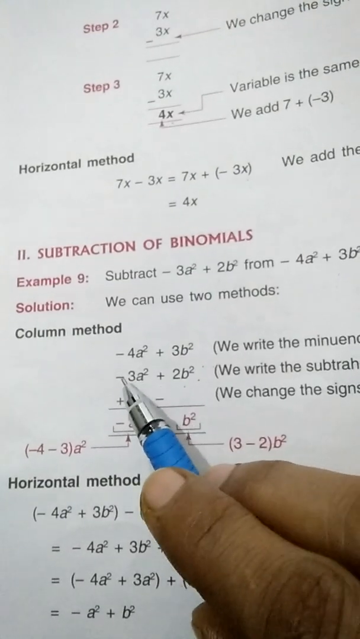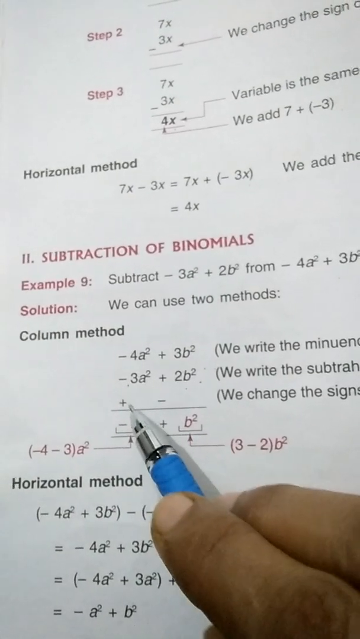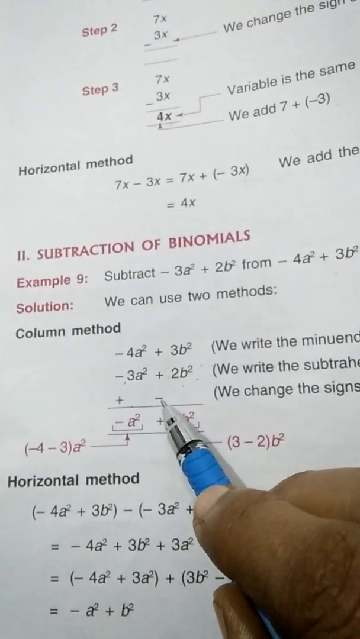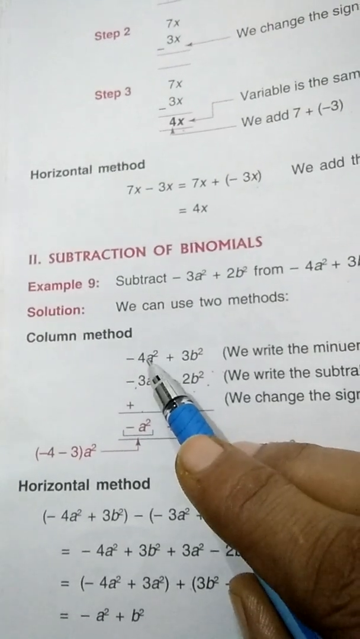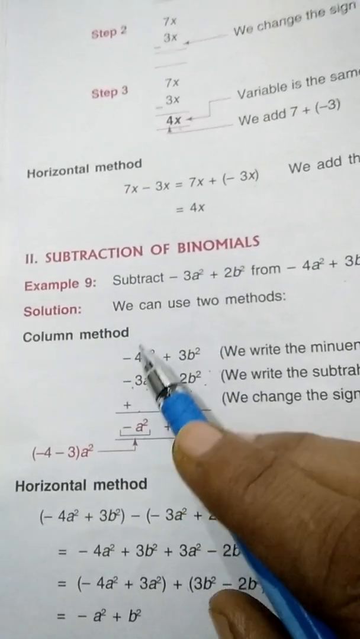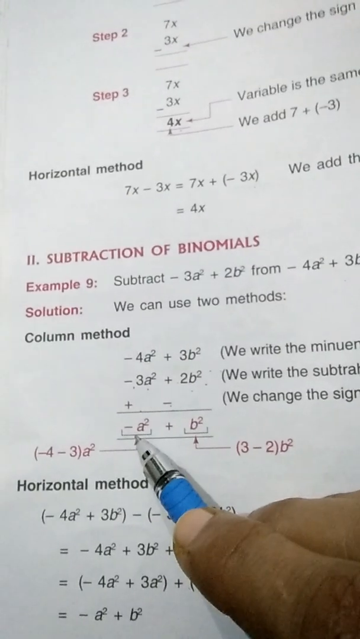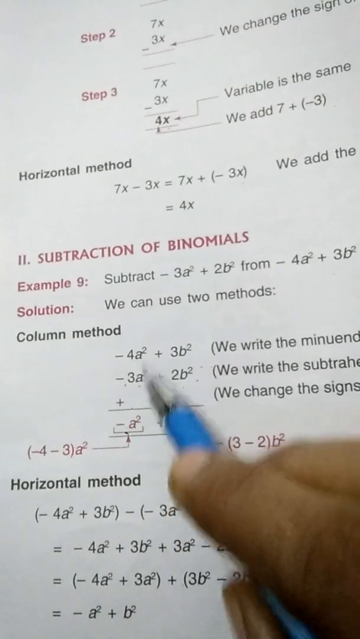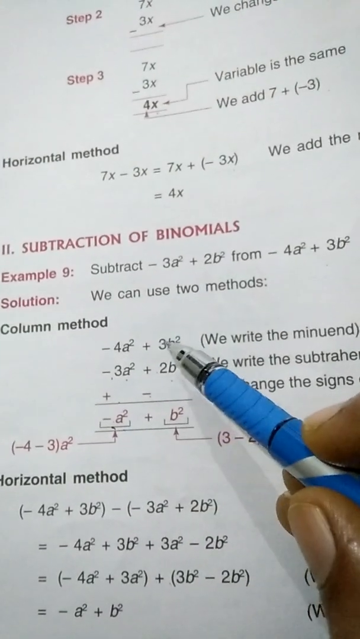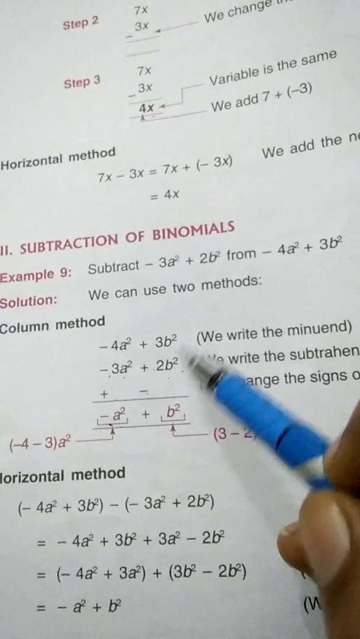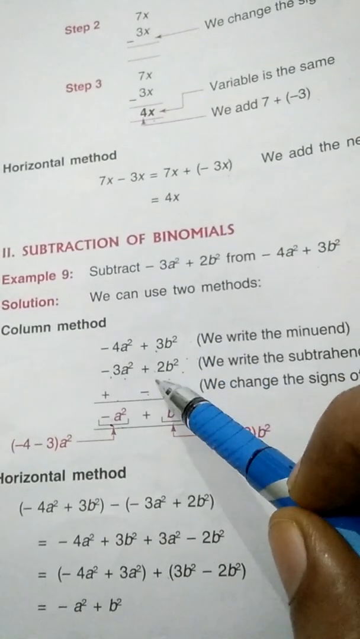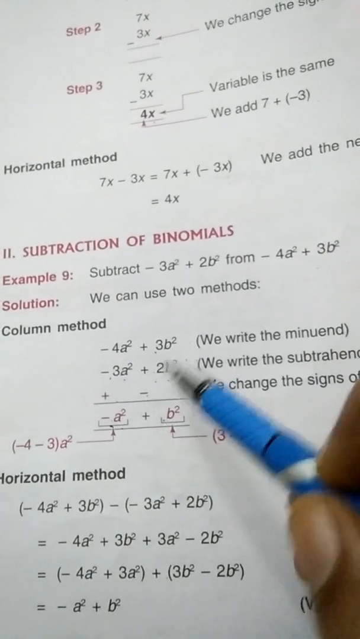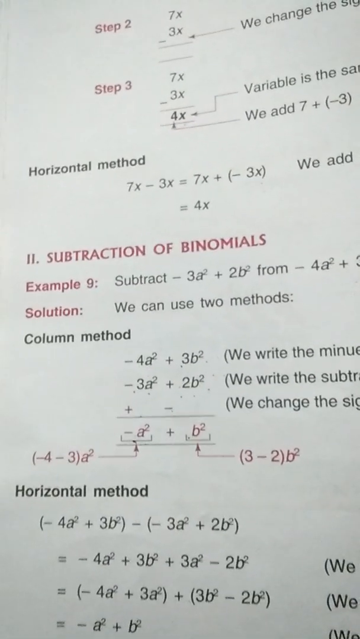So here is minus 3a square, so we write plus, and here is plus 2b square, so we change it into minus. So we can see minus 4a square and plus 3a square. Minus 4 plus 3, answer is minus 1. We need not write minus 1, so we write minus and the variable a square. In 3b square and 2b square, 3b square is positive and 2b square is negative, so 3 minus 2 is 1, and we need not write 1, so the answer is b square.